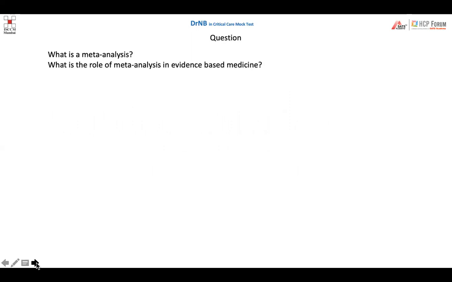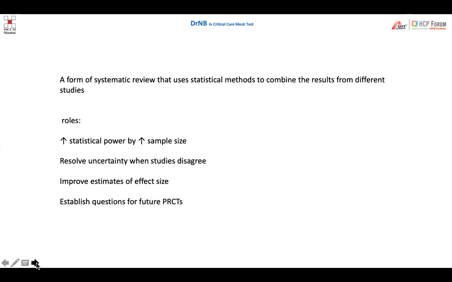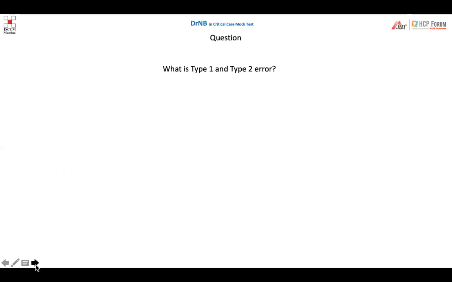What is a meta-analysis? What is the role of meta-analysis in evidence-based medicine? So meta-analysis is a form of systematic review that will also use statistical methods to combine the results from different studies. The advantages of doing a meta-analysis are that it increases the sample size by taking multiple studies, so it has more statistical power. It resolves the uncertainty when many studies disagree. It improves estimates of effect size. It establishes questions for further randomized control trials.